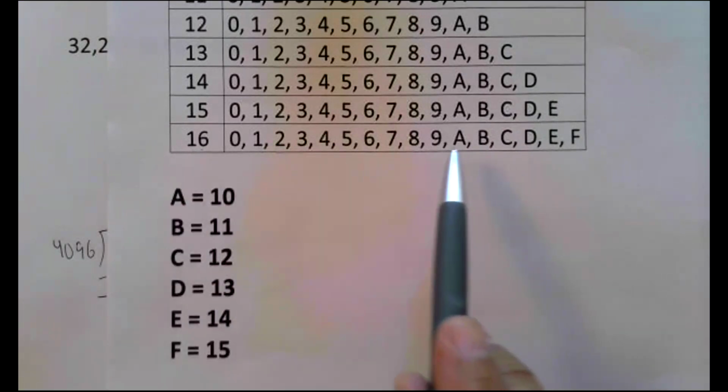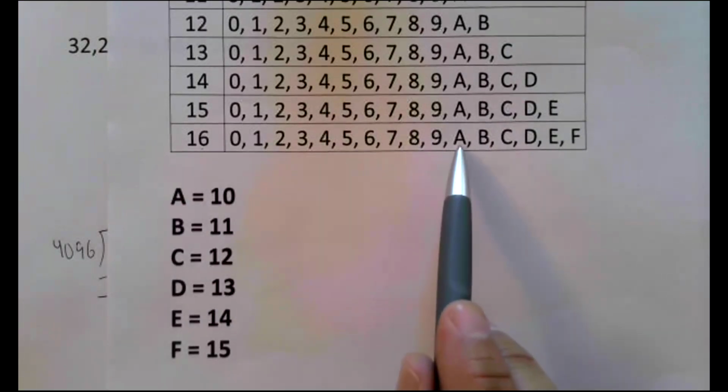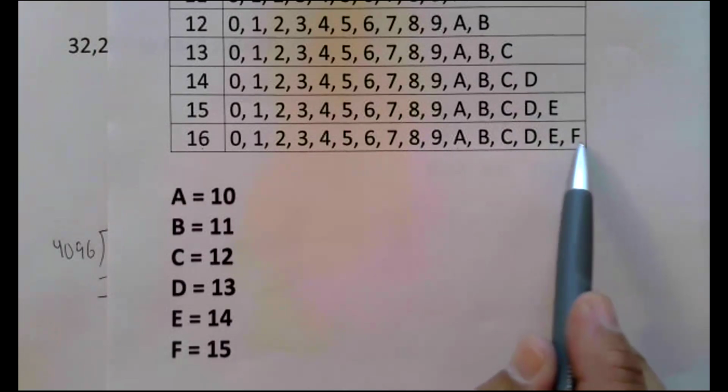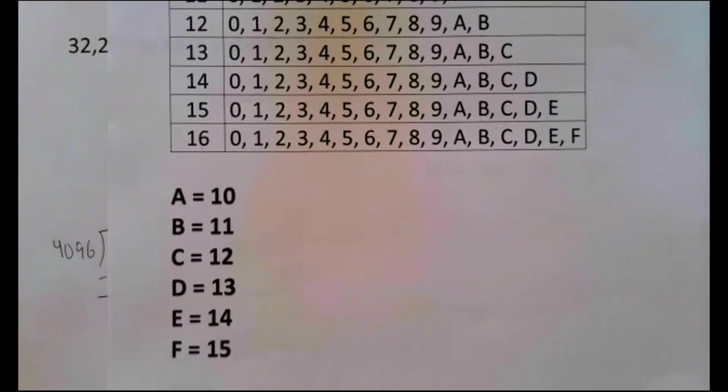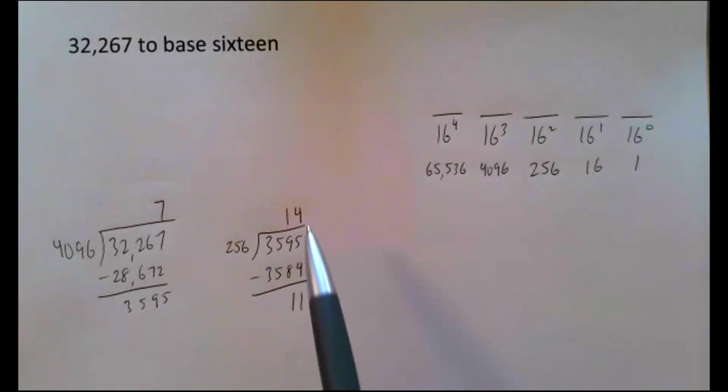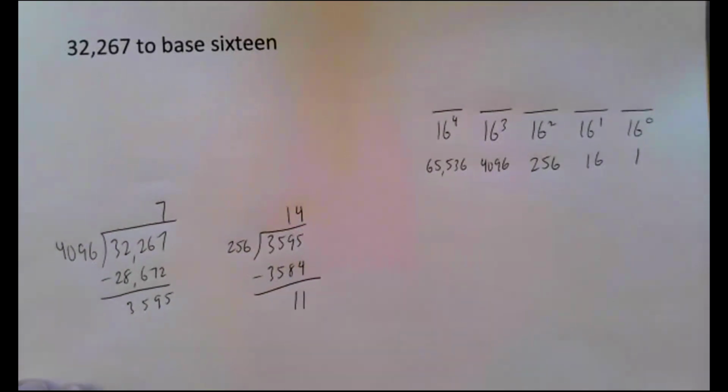Okay, we're dealing with base 16. So this means 9, 10, 11, 12, 13, 14, 15. So that's 14 right there. So when I go to put my 14 in my answer, I'm actually going to write it as the letter E.